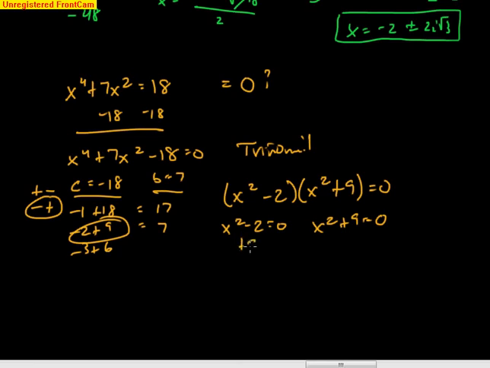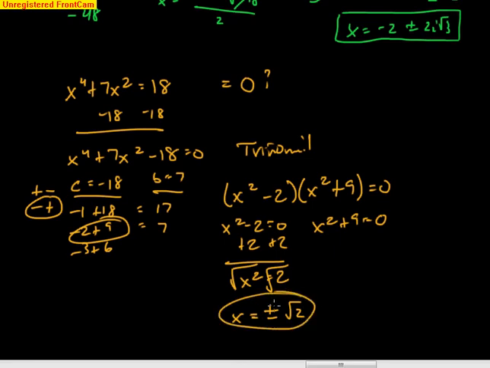and solve. Add 2. x squared equals 2. Square root, square root. x equals, when you take a square root, you get 2 answers, plus or minus. 2 does not break down, so there are 2 of your solutions, positive and negative square root of 2. We do the same thing here. Subtract 9.